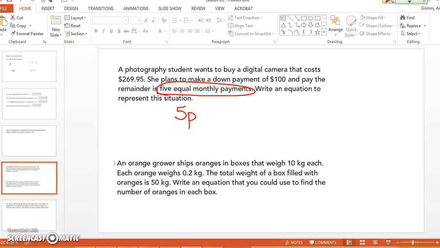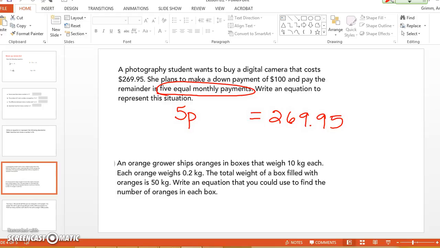I'm going to make 5 payments. So if my payments were $10 each, I would say 5 times 10, and that would be 50. Does that make sense? Okay, so then what is the total amount here? Okay, good. Your total is the camera, $269.95. So that's your equals. Okay, so equals $269.95 because that's your total or your is part.